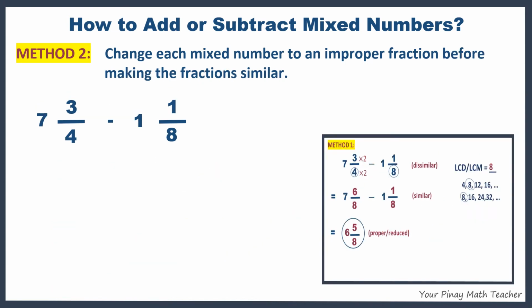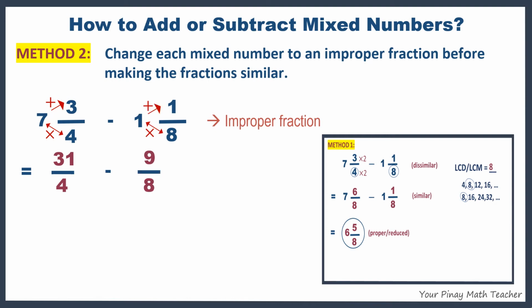Next example, 7 and 3/4 minus 1 and 1/8. So change each mixed number to an improper fraction. So we multiply 7 and 4, we get 28 plus 3, we get 31 over 4 minus 9 over 8. So they are dissimilar, so we have to make them similar. The LCD of 4 and 8, based on our list on the right, is 8.